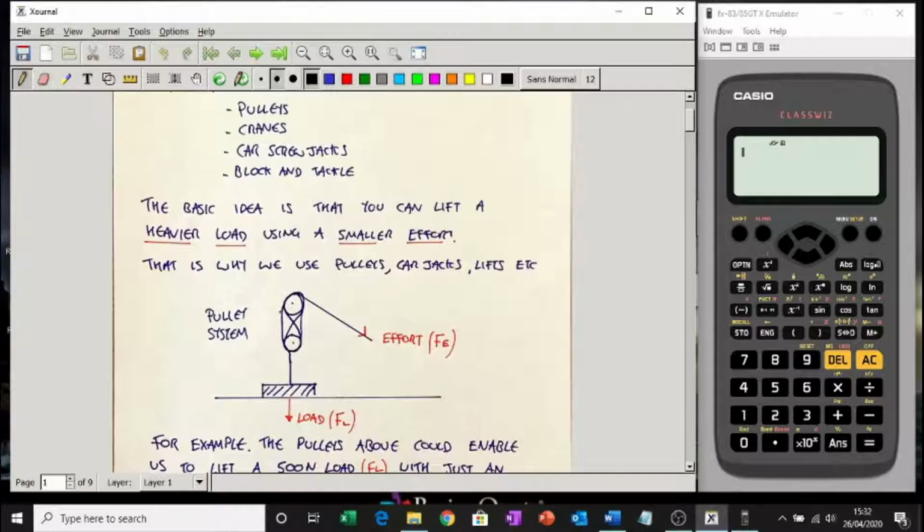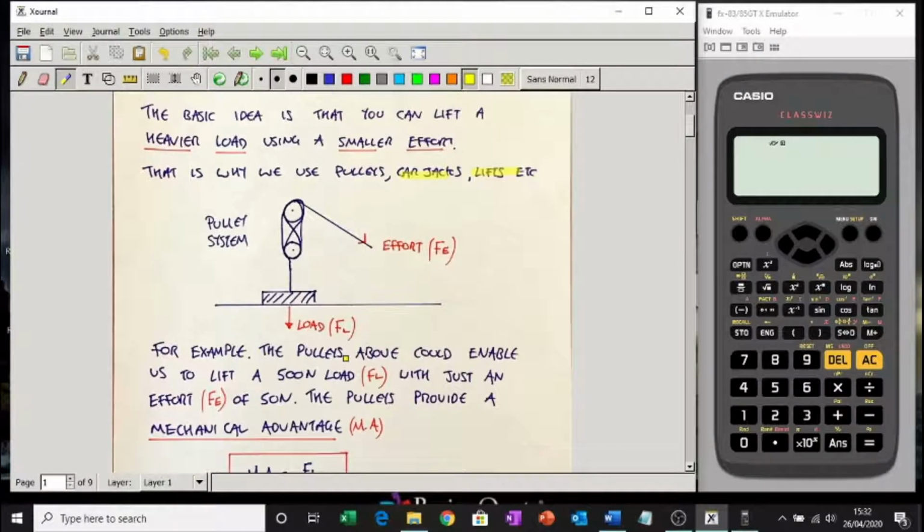So for example, here's our pulley system. Here's my load. FL just means load, and E means effort. So this is you pulling on it. And the way we do pulleys, depending on how the system is designed, the effort that we put in lifts the load. Without the pulley, we probably wouldn't be able to lift that load. But the law of the machines and the mechanical advantage that the machine produces enables us to lift the load. That's the reason why we use things like car jacks, lifts.